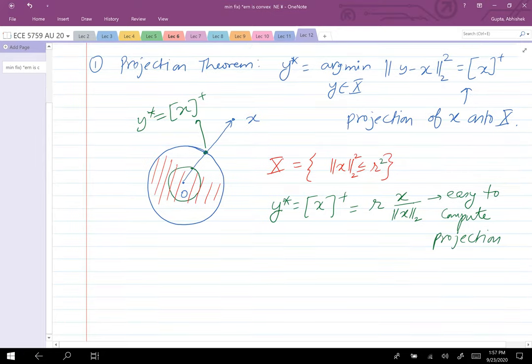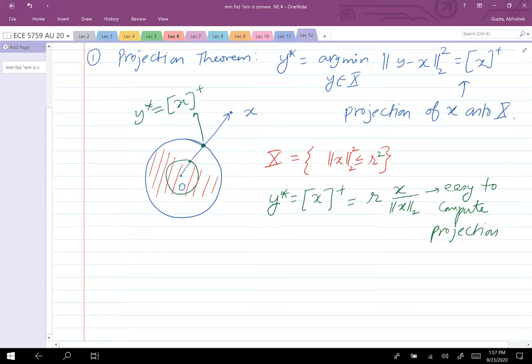Let's look at another example, which is based on the problem we did in the previous class. Any question about projection onto the sphere before I proceed to the other projection?